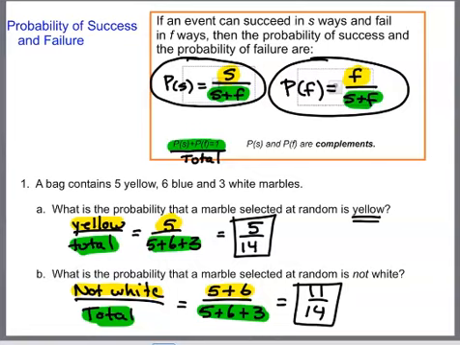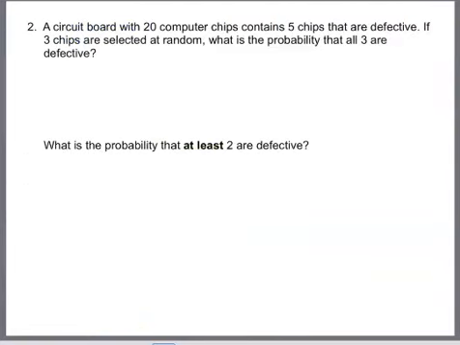But remember, in the last lesson, we talked about combinations. And so now we're going to use probability with combinations. So here it says a circuit board with 20 computer chips contains 5 chips that are defective. If 3 chips are selected at random, what is the probability all 3 are defective? So now we're not just taking one marble or one chip, we're taking a group. And anytime we take a group, we usually have to use combinations.